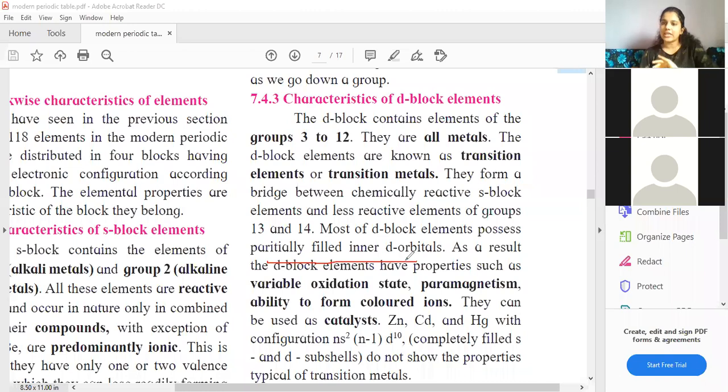Students, why inner D orbitals? See, in the fourth period we have entered the fourth shell, but after 4s fills up, 3D fills up, right? So 3D is inner to 4s. Even if the energy level is more, it is inside the third shell. That is the reason for inner D orbitals. If I talk about the D block elements of the fifth period, there 4D fills up. So this is something you already know. Now, because of this, what happens? There are various properties that the D block can show.